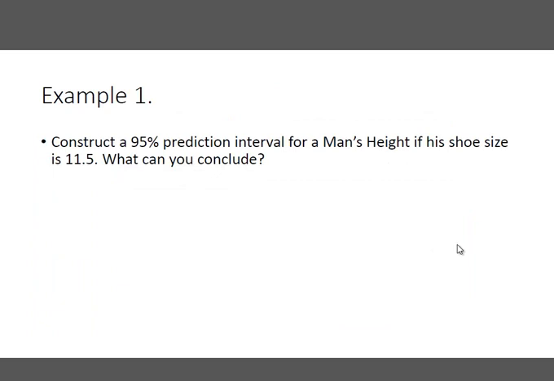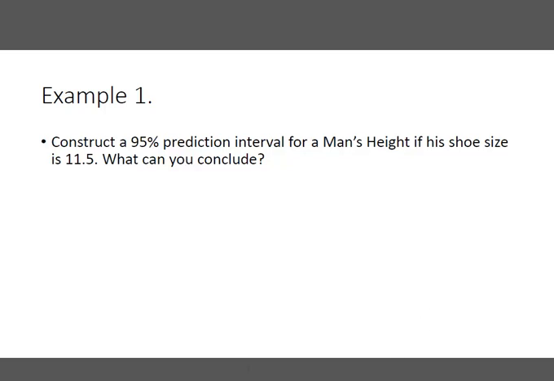All right, before we do, here's the problem. So the problems are going to look like this. Construct a 95% confidence interval. So 95%, that would be the percent probability that your prediction is correct. For men's height, if their shoe size is 11.5.